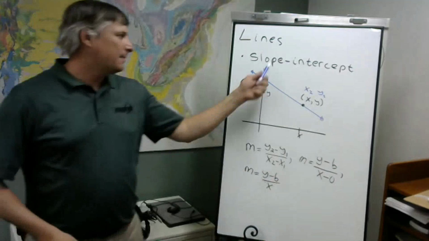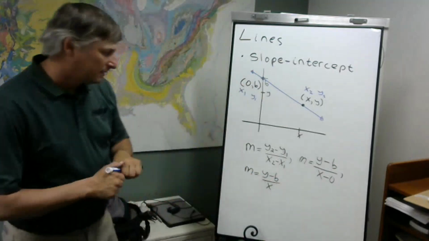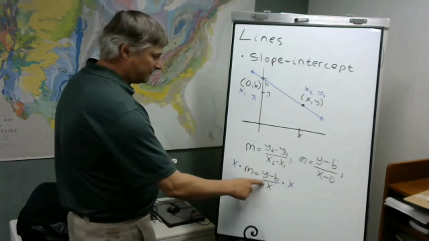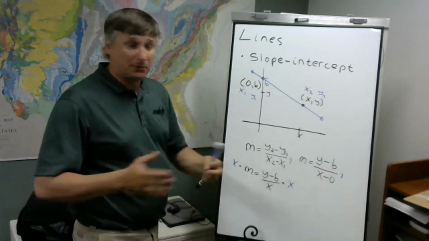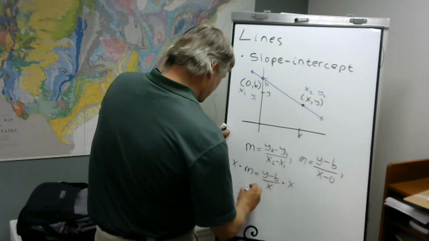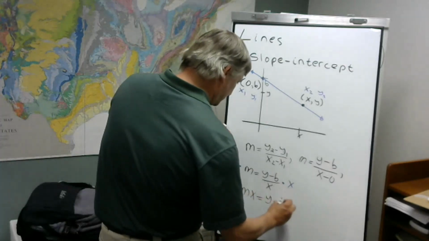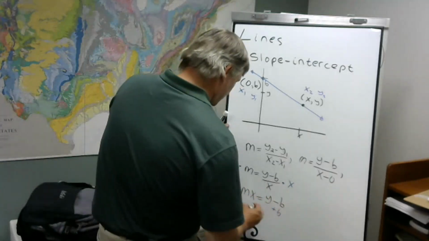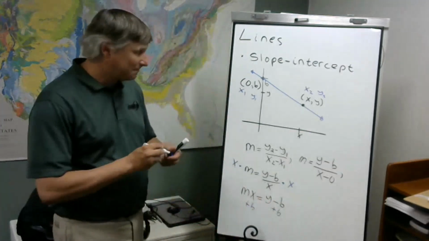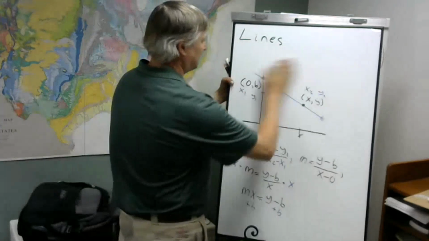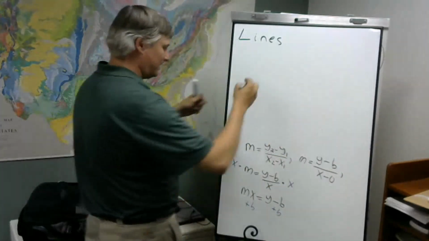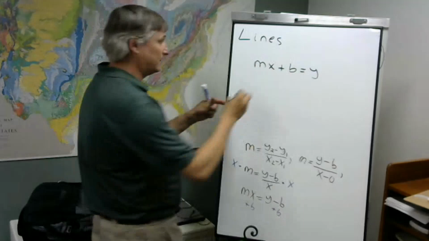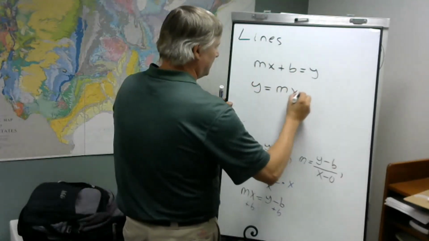And to get this formula, we're going to solve for y. So let's isolate it, multiply both sides by x. Multiplying is the opposite of dividing, so they cancel. And so we'll get mx equals y minus b. Add b to both sides, because the opposite of subtracting b is adding b. And so what we end up getting is mx plus b equals y, or as it's typically written, y equals mx plus b.